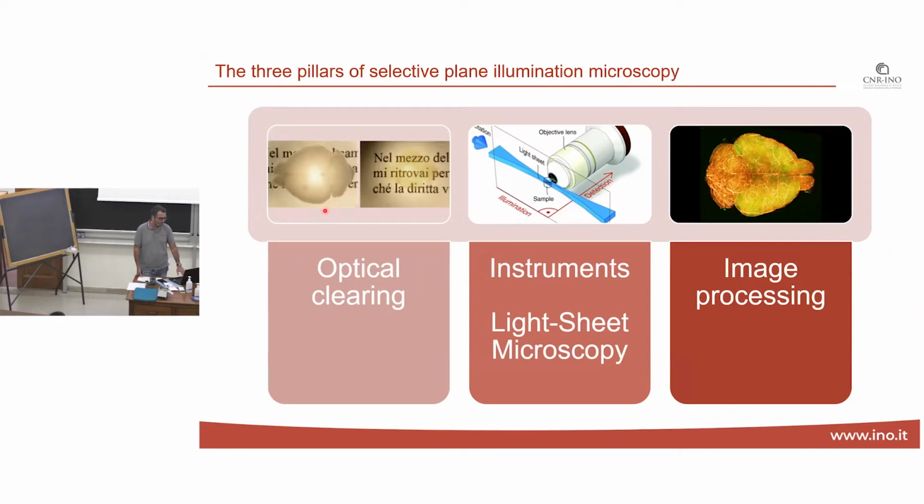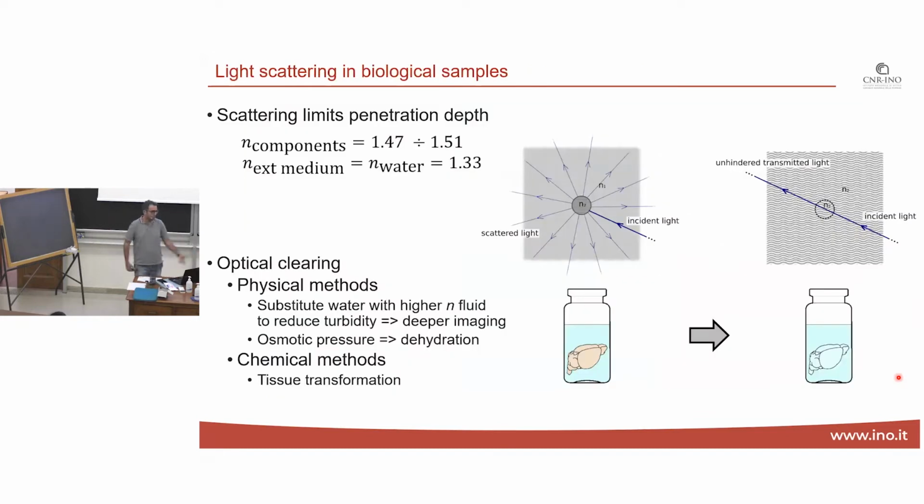So let me give you a very, very quick primer on optical clearing, because this would need a dedicated seminar just for this. And also it's not my field of expertise, but I just want to give you an idea of what these techniques are. So why do we need optical clearing? We need optical clearing because biological samples are opaque to light. Light cannot enter into the sample, and this is not because of absorption. Actually, some tissues do absorb a bit of light, but it's mostly because of scattering.